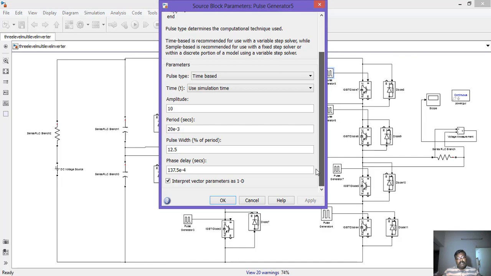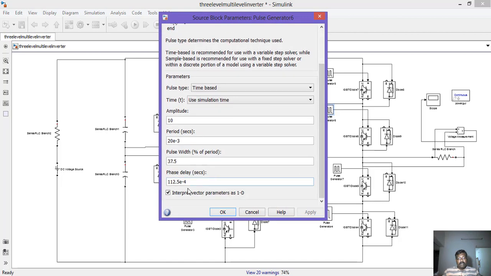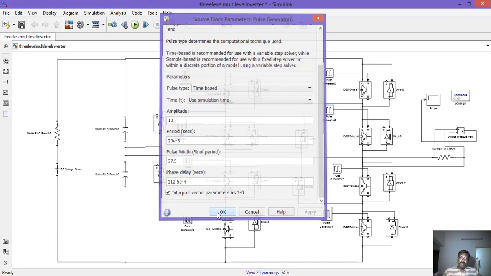10, 20e⁻³, 12.5, 137.5e⁻³. The difference between these two legs is that here the phase delay will be in hundreds. Here the phase delay will be 12.5, here the phase delay is 112.5. Remaining things are the same. 10, 20e⁻³, 37.5, 112.5e⁻³.